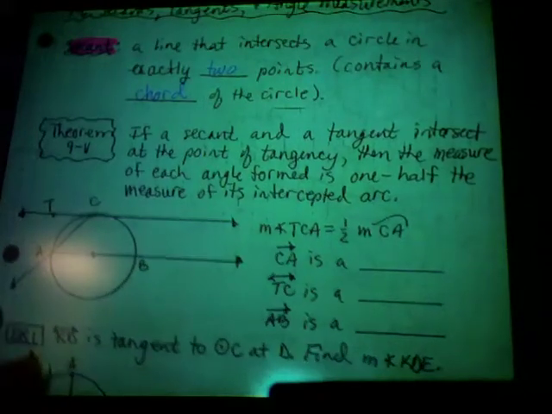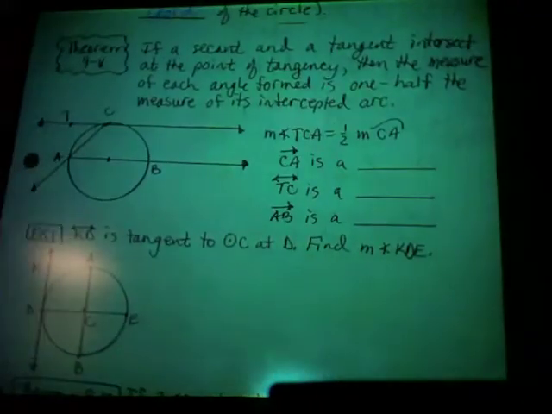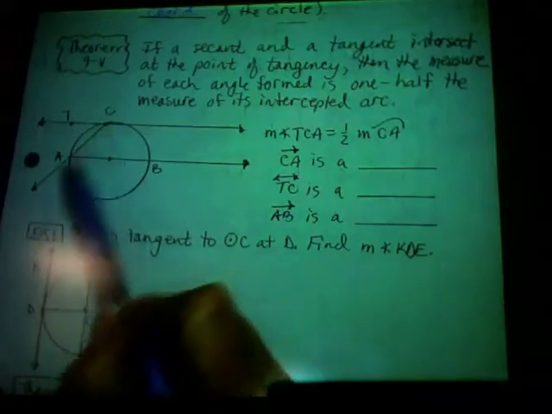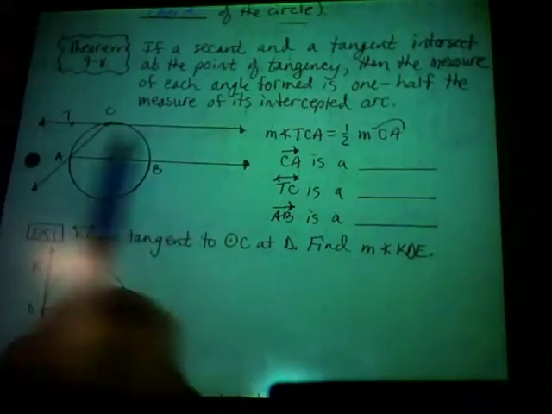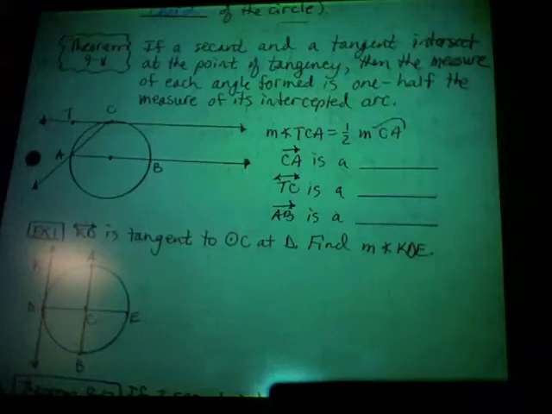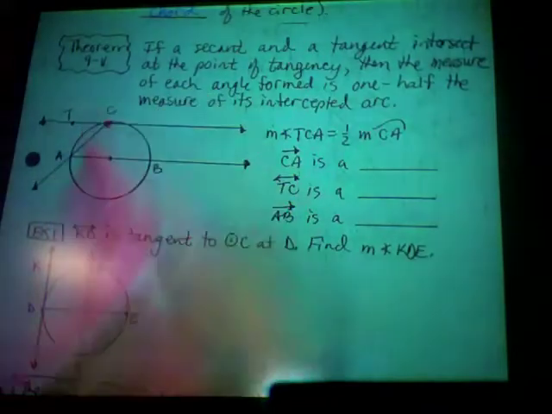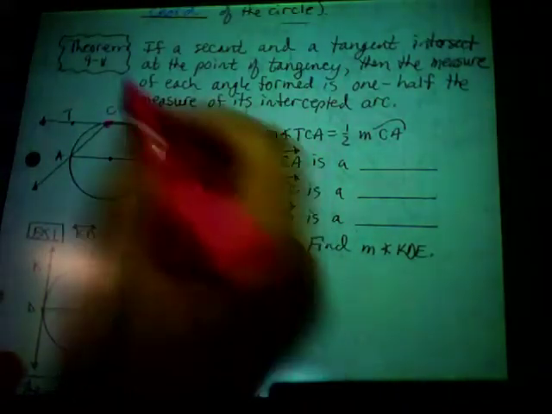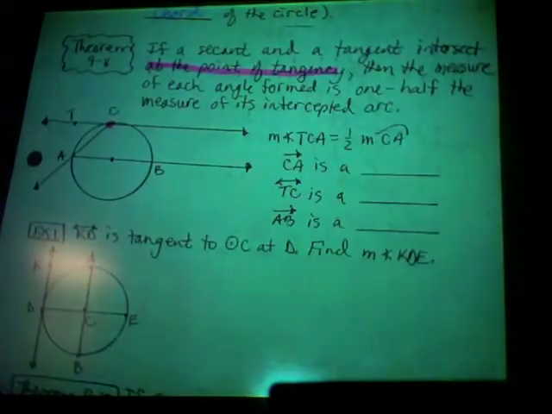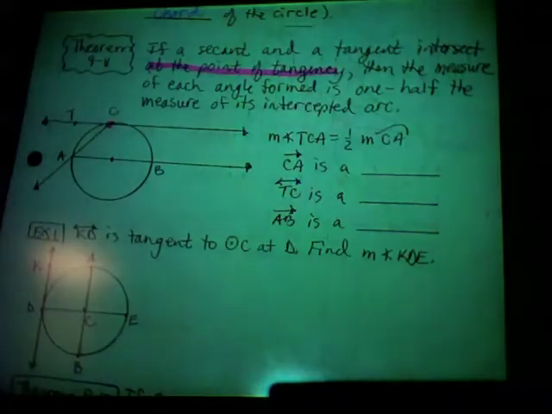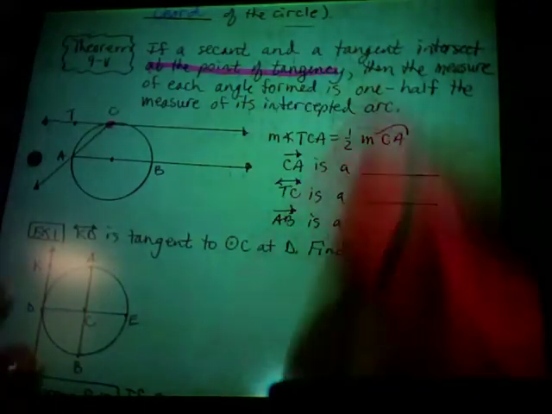So theorem 9.11 says, if a secant and a tangent intersect, so here's a secant and here's a tangent intersecting here, at the point of tangency, so this is the point of tangency right there where they're intersecting, and that's the key to this particular theorem, then the measure of each angle formed is 1/2 the measure of its intercepted arc.